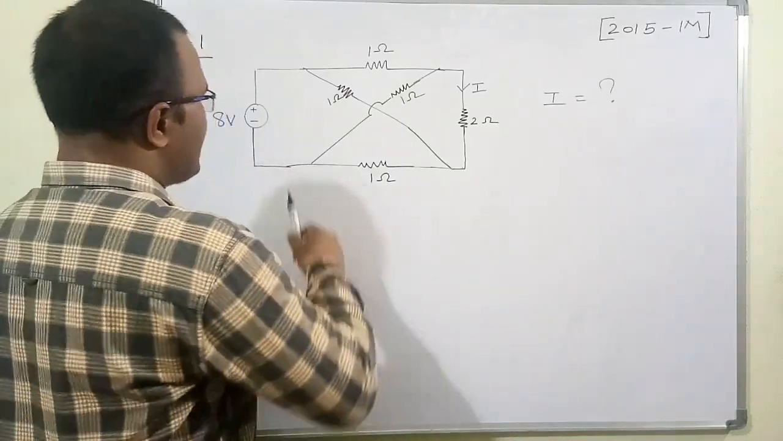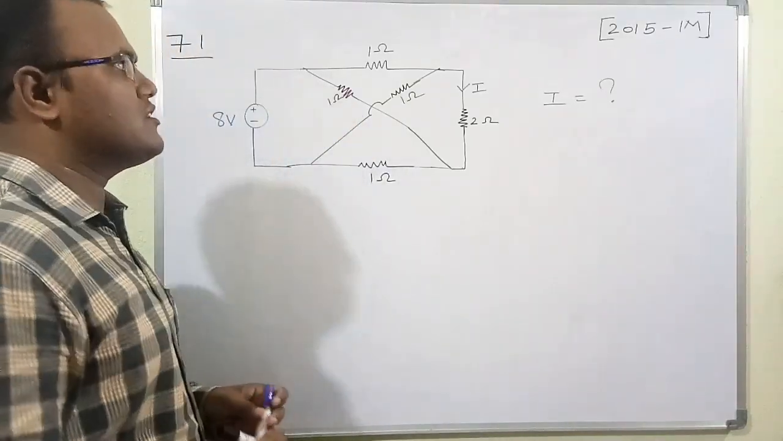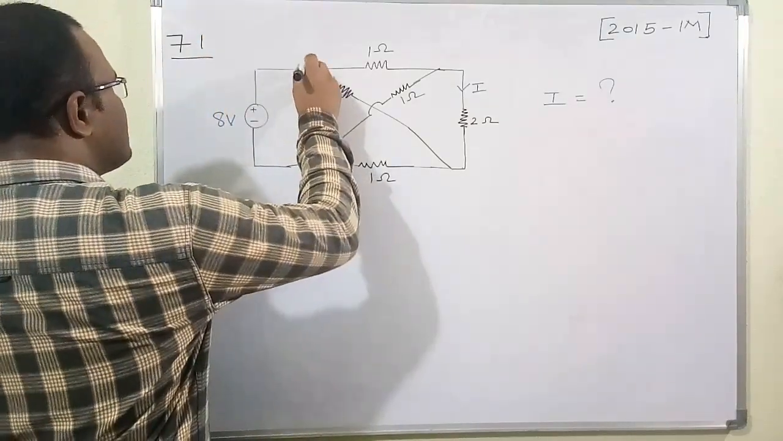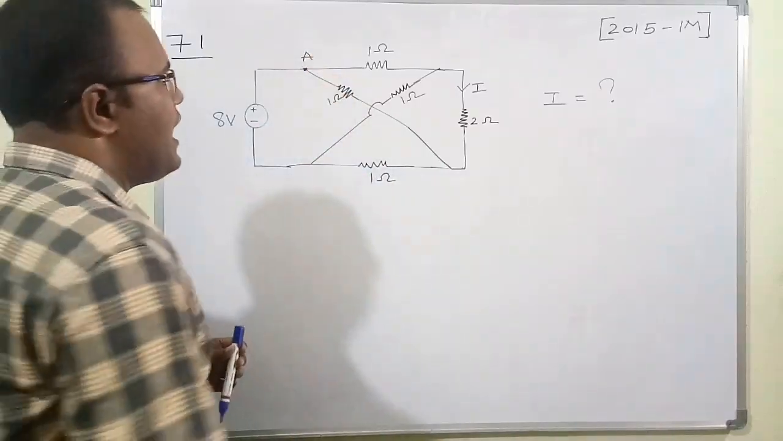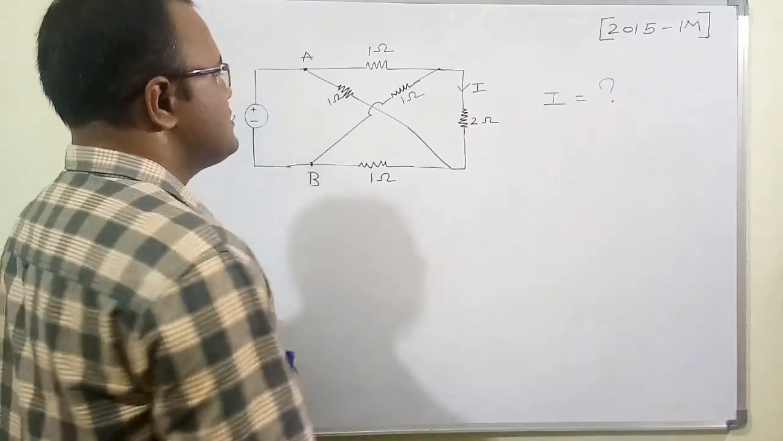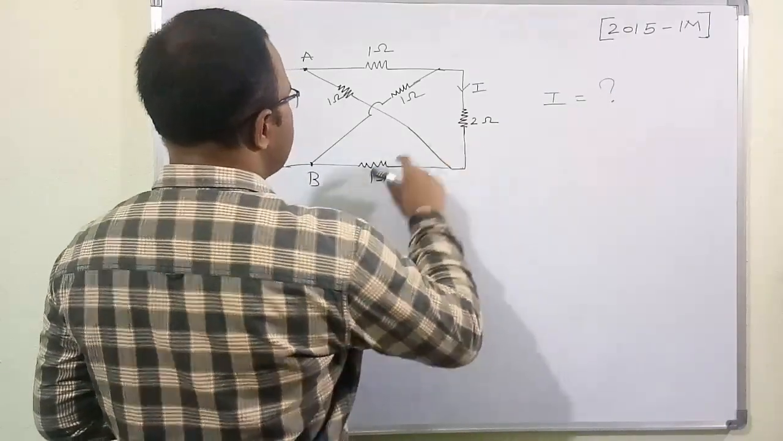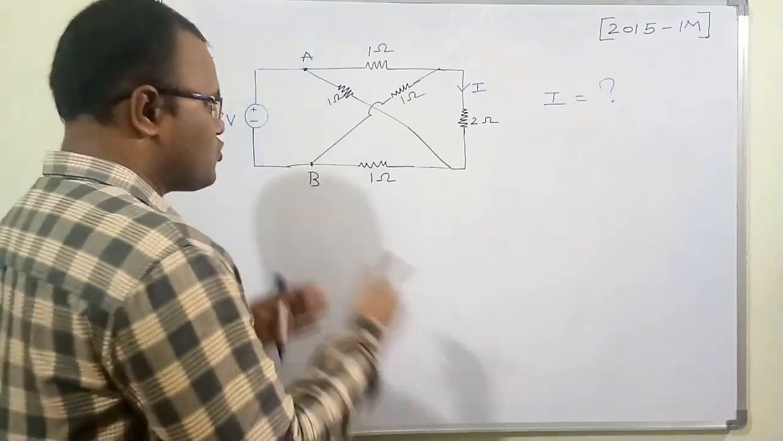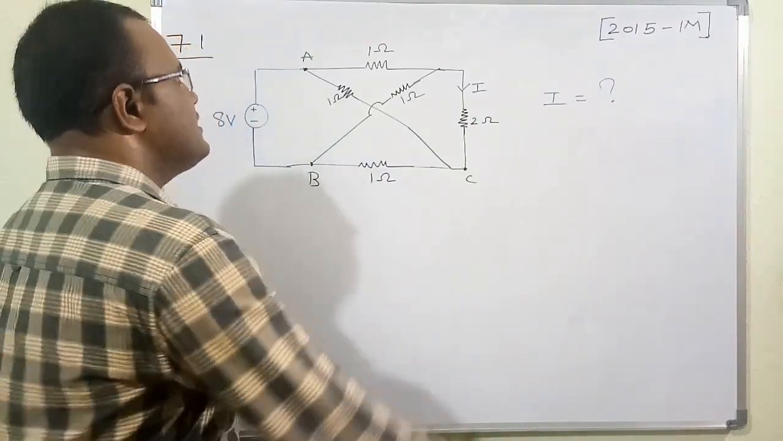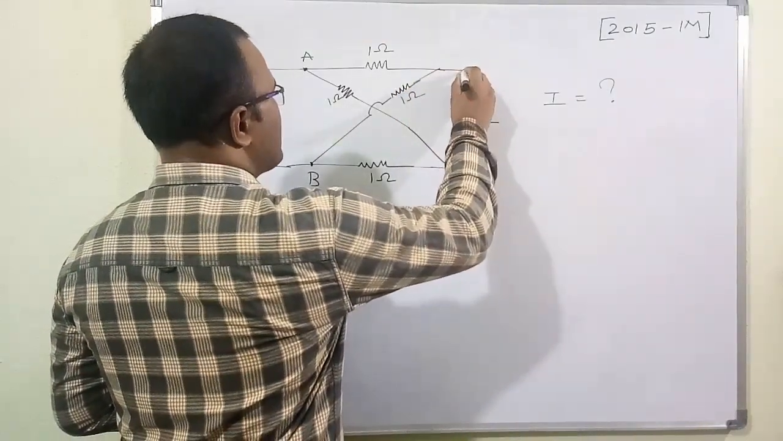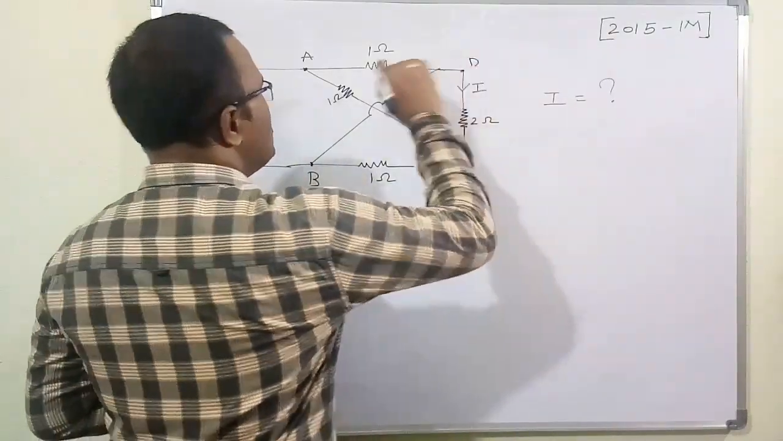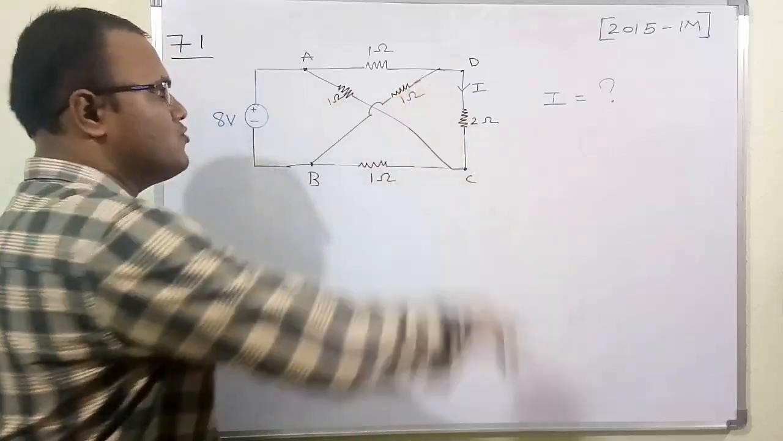See here, we need to figure out how many nodes are there in this circuit. If you see carefully, there is a node, let me call it A, and similarly there is another node, let me call it B. At this particular node, 3 branches come into contact, so let me mark this as node C. Here also 3 branches are connected to a particular junction, so let me denote this junction as D. So if you see carefully, there are actually 4 nodes.